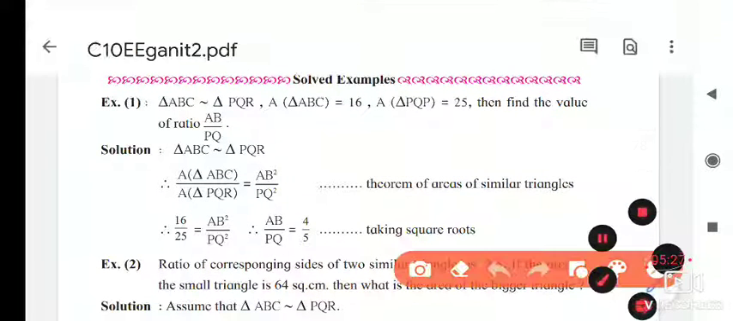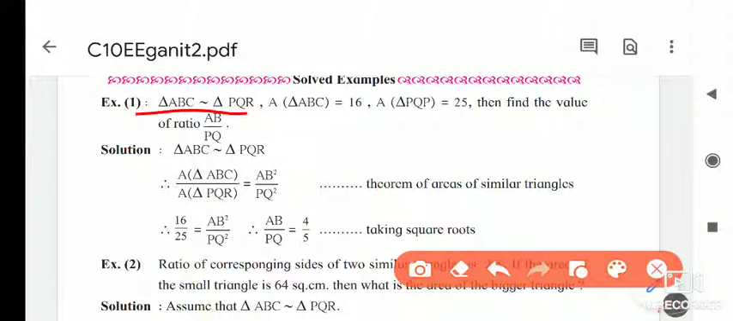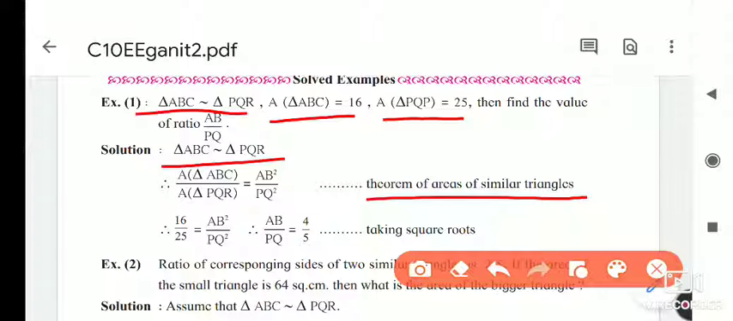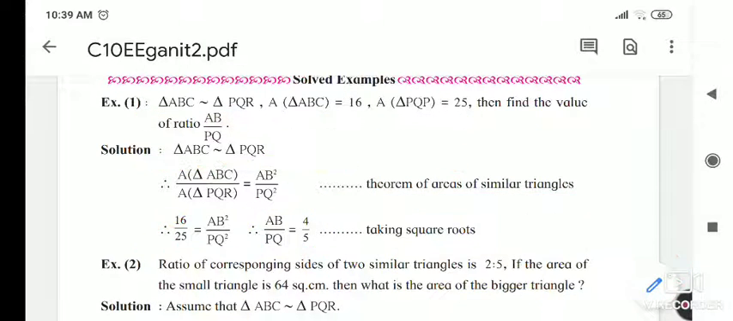So the first question: triangle ABC is similar to triangle PQR. Area of ABC is equal to 16, area of PQR is equal to 25. Then find the value of AB upon PQ. So ABC is similar to PQR, so as per the theorem of areas of similar triangles we just saw, area of ABC upon area of PQR is equal to AB square upon PQ square. So put the values: area of ABC is 16, area of PQR is 25. Taking square root, we get the ratio of their corresponding sides, that is 4/5.